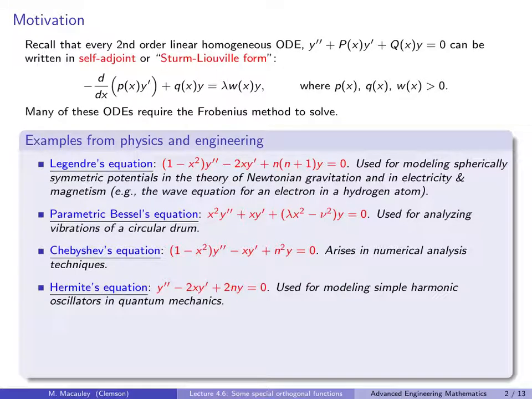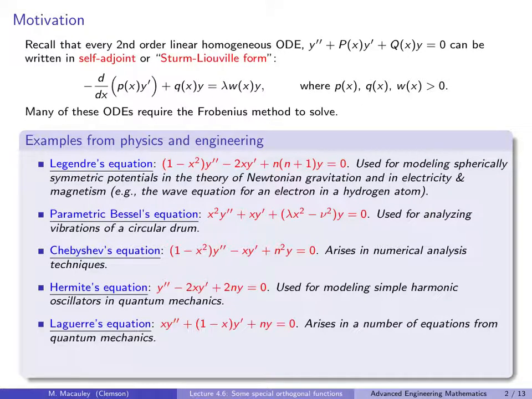Hermite's equation is y double prime minus 2xy prime plus 2ny equals 0. This is used for modeling simple harmonic oscillators in quantum mechanics. Laguerre's equation is xy double prime plus 1 minus x y prime plus ny equals 0. This arises in a number of equations from quantum mechanics. And finally, Airy's equation, y double prime minus k squared xy equals 0. This arises in models of the refraction of light. In this lecture, we're going to examine in detail these first 4 equations. I'll leave exercises from the last 2 for homework.